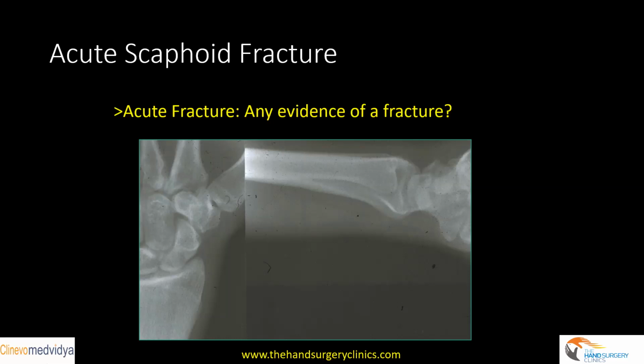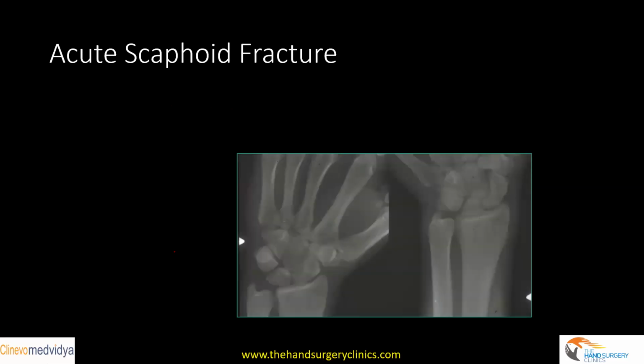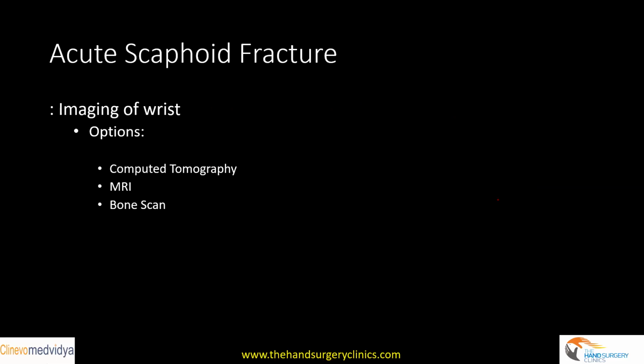You might think that there is something going on in this region here, but it's not very clear. However, if you take stress views, such as the ulnar deviation view, there might be more evidence of the fracture coming into view in this particular X-ray. And in this X-ray here, you can then see the fracture line. So what should we do when you are presented with this kind of a clinical scenario?